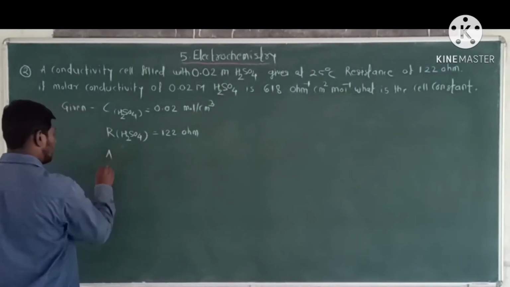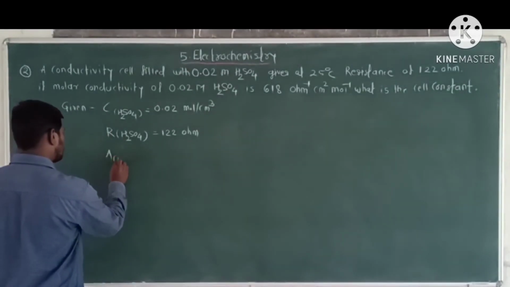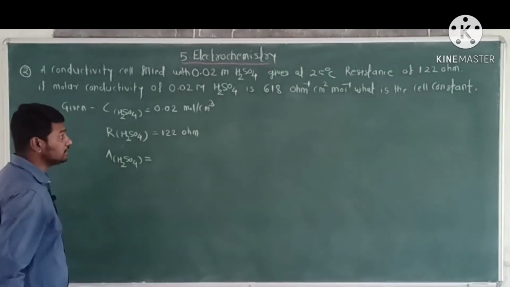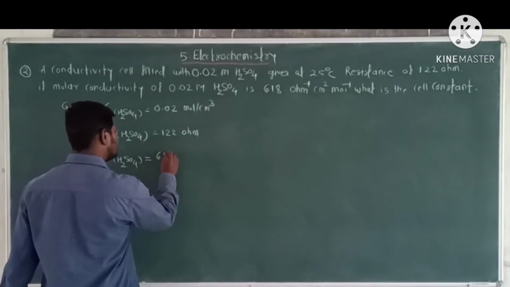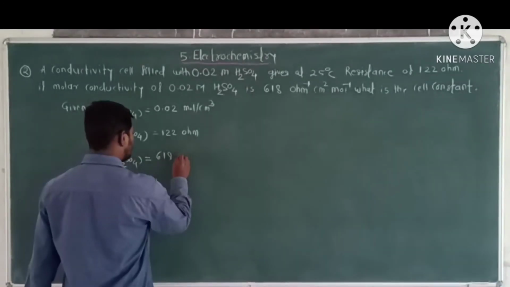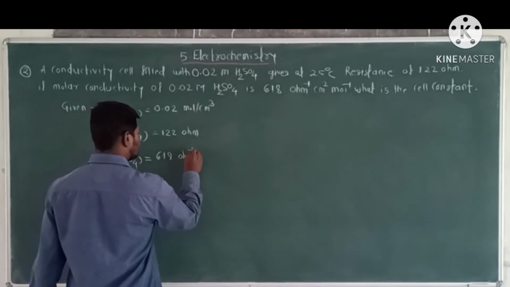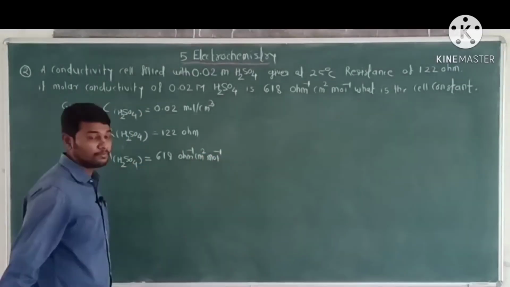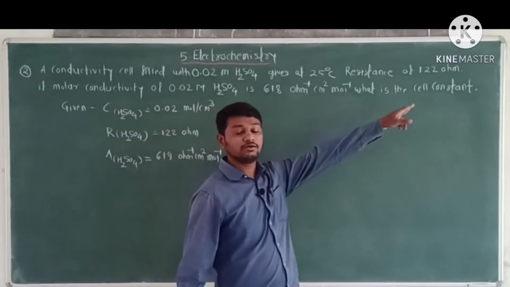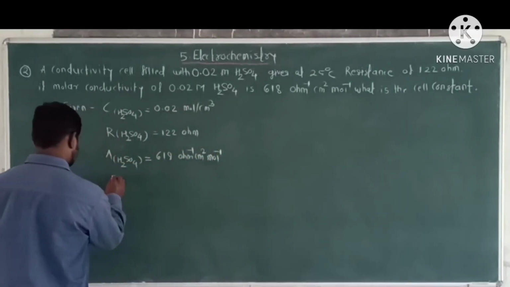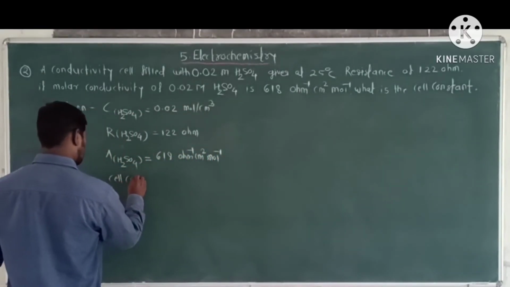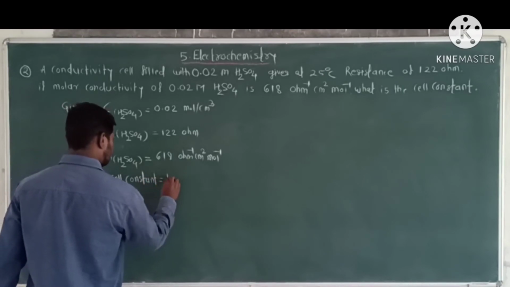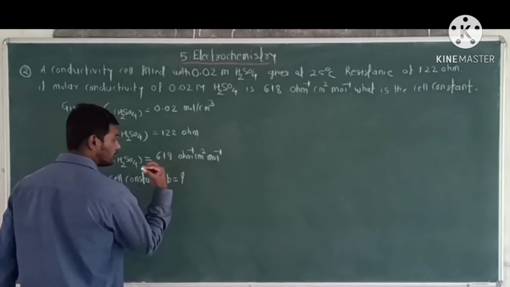Okay. The molar conductivity of 0.02 mole sulfuric acid is 618 per ohm centimeter square per mole, that is, lambda molar of sulfuric acid, the molar conductivity of sulfuric acid, is 618 per ohm centimeter square per mole. Okay. What is the cell constant? What is the cell constant, question mark.